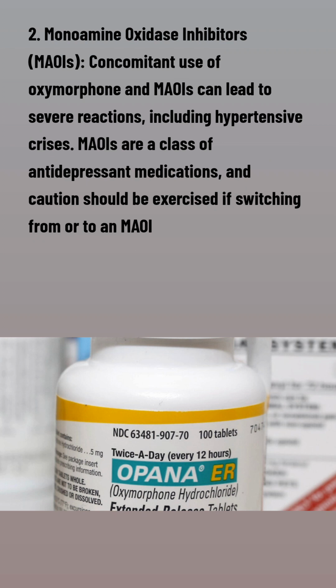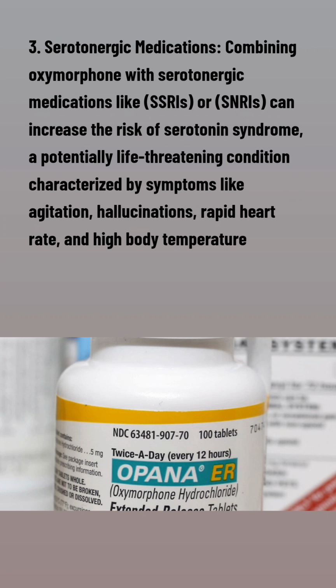2. Monoamine oxidase inhibitors, MAOIs. Concomitant use of oxymorphone and MAOIs can lead to severe reactions, including hypertensive crises. MAOIs are a class of antidepressant medications, and caution should be exercised if switching from or to an MAOI. 3. Serotonergic medications. Combining oxymorphone with serotonergic medications like SSRIs or SNRIs can increase the risk of serotonin syndrome, a potentially life-threatening condition characterized by symptoms like agitation, hallucinations, rapid heart rate, and high body temperature.